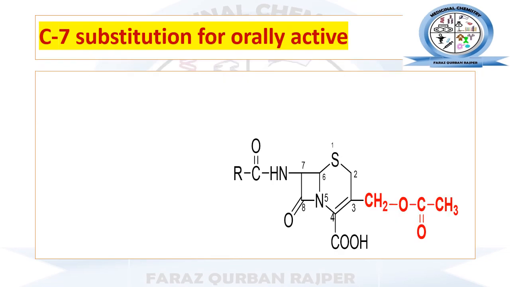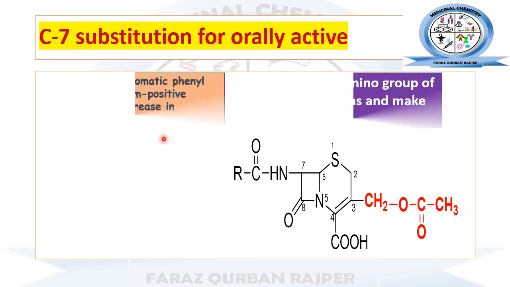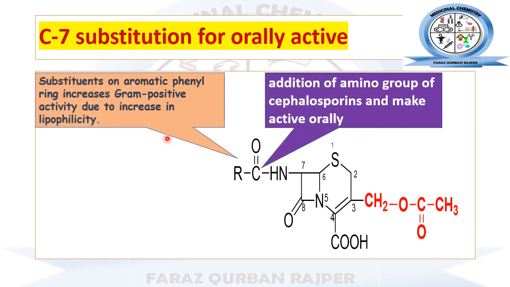Now let's consider the C7 substitution that can be made for converting the cephalosporin into the orally active. We have already discussed in our previous slide that we can substitute the C7 acyl amino side chain by having the amino functional group that will act as the hydrophilic functional group, and now these kind of derivative will be stable toward acid hydrolysis and will be orally active. The example we have already quoted, like the cephalosporin.